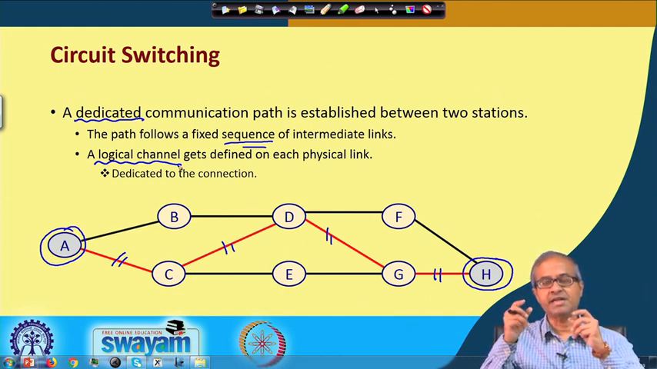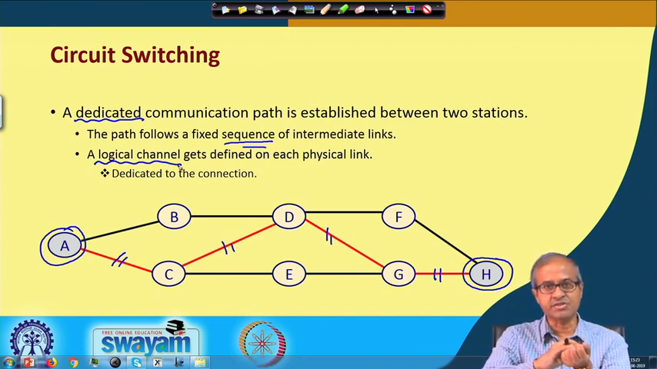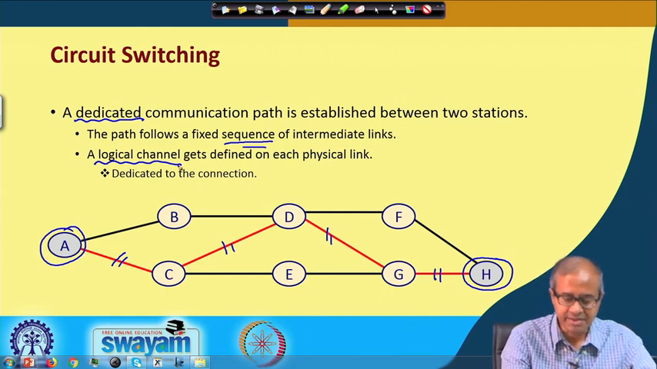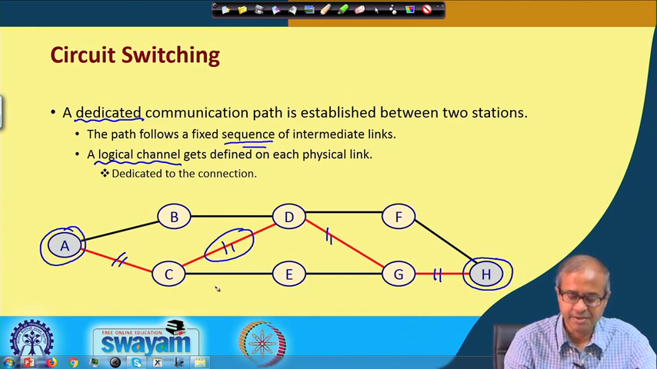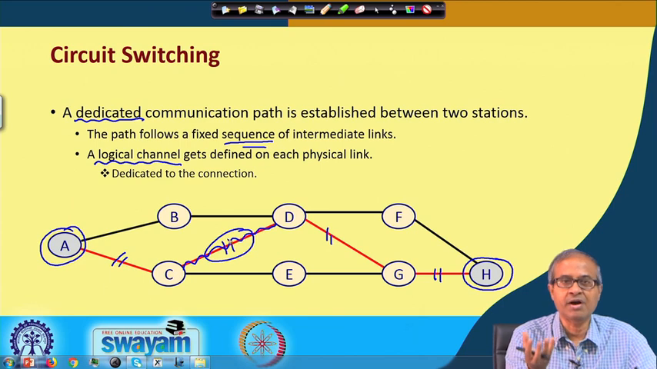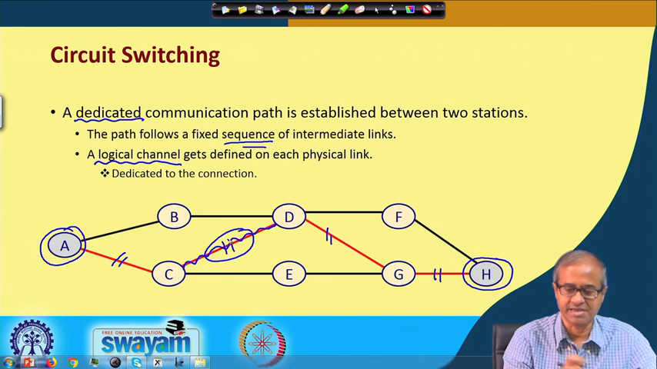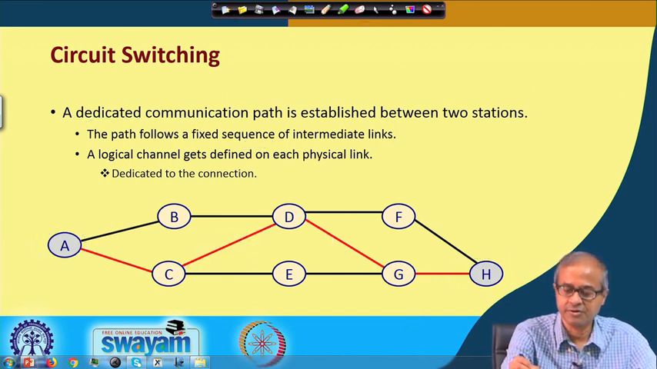Now, it is not that you are actually physically using that link on your own, not allowing others to share, not like that. Maybe this particular link is also shared by some other communication, but for this particular communication from A to H, there is a 64 kilobit channel or bandwidth that you are guaranteed to get, you have been provided with, right. That is the idea. Okay.